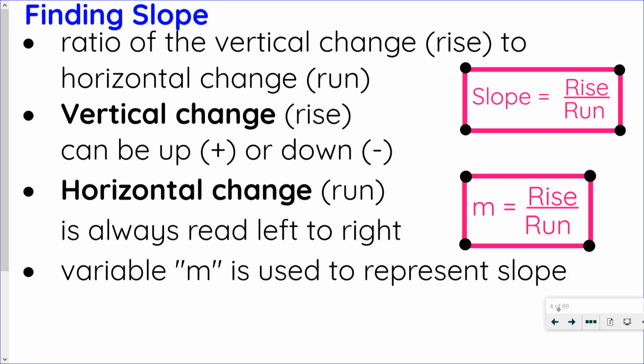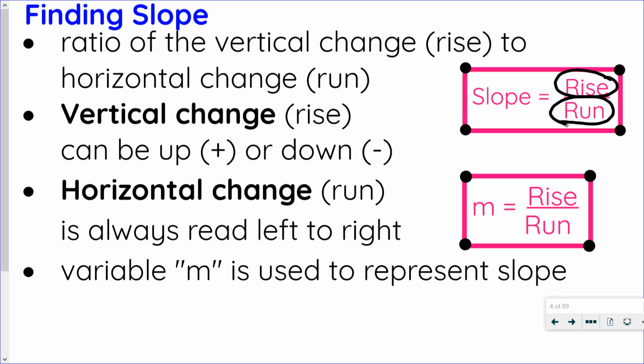So slope is really the vertical change, how much am I changing up and down, to the horizontal change. So it's the ratio of vertical to horizontal change. Now, vertical change is called rise. That's the up and down. Horizontal change is called the run. So I can say slope is rise over run.